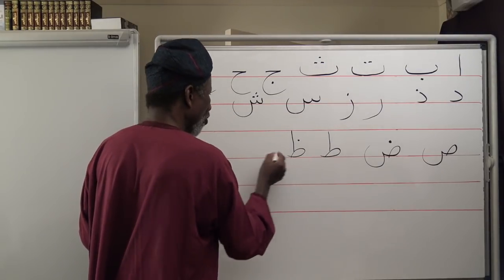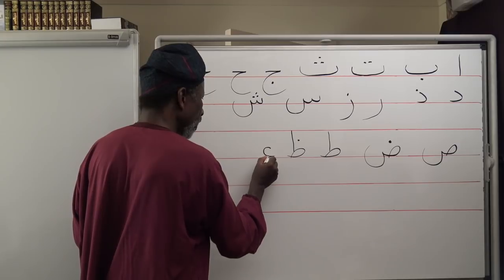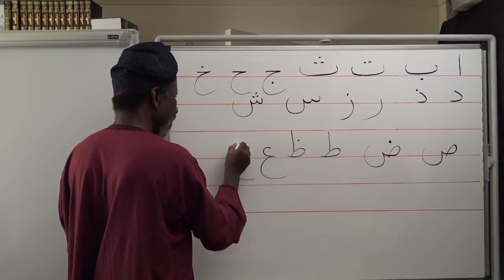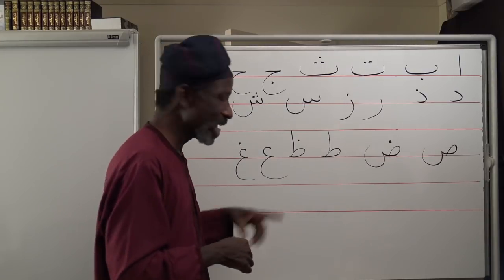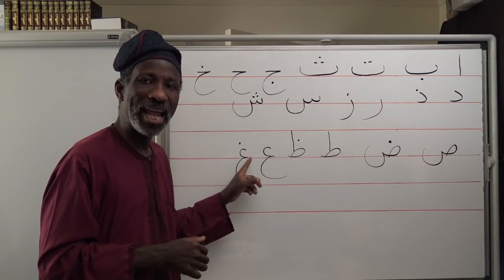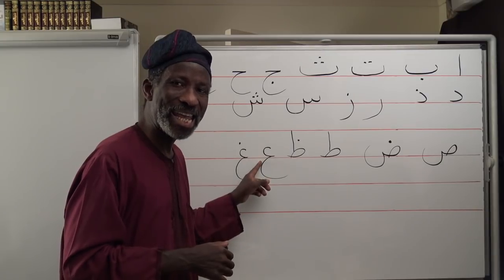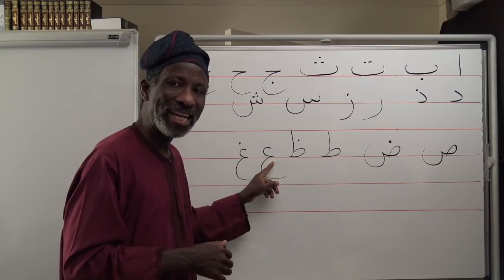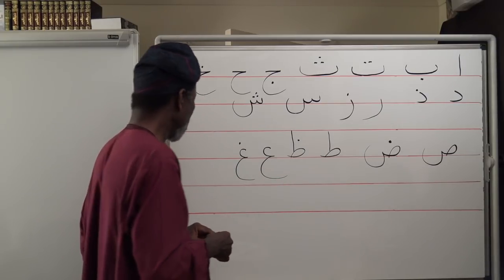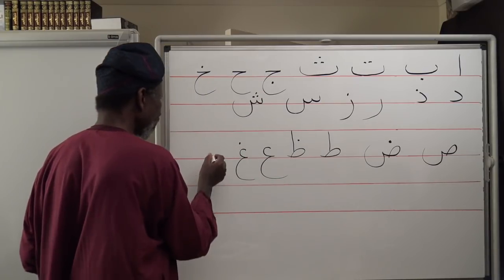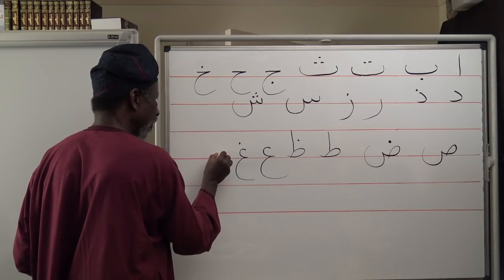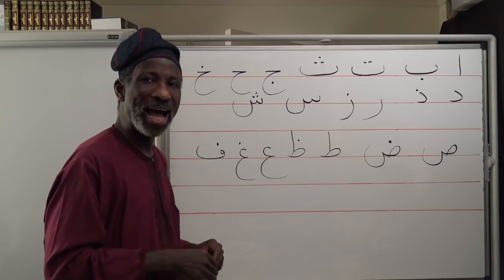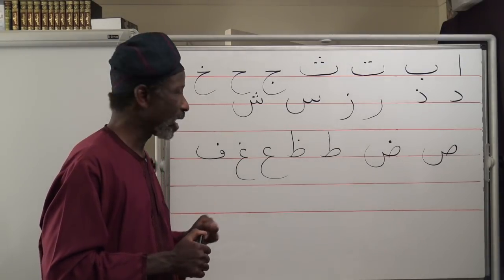And then ain, small c, capital C. Small c on the line, and the capital C and the dot. That's ain and ghain. Ain, ghain. Now let's do letter fa. So spread this a little bit. That's your fa.